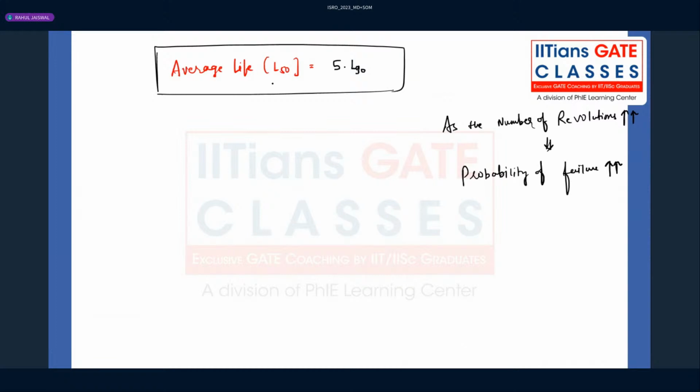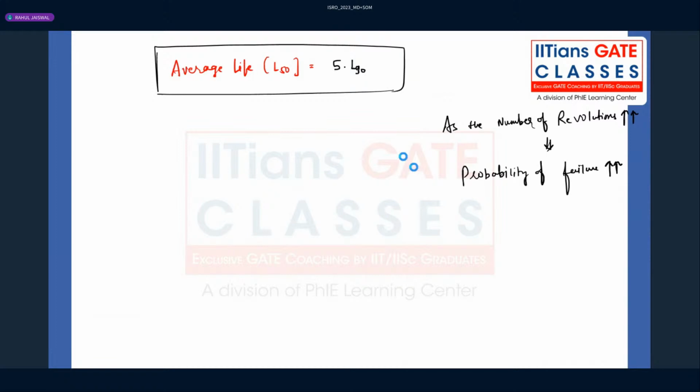But you are waiting for L50, meaning 50% of bearings are going to fail. That means you are waiting for the 50th bearing. When the 50th bearing fails, then you note down the number of revolutions. Automatically that will be higher as compared to the L90 life of the bearings. That's why L50 life is 5 times L90.